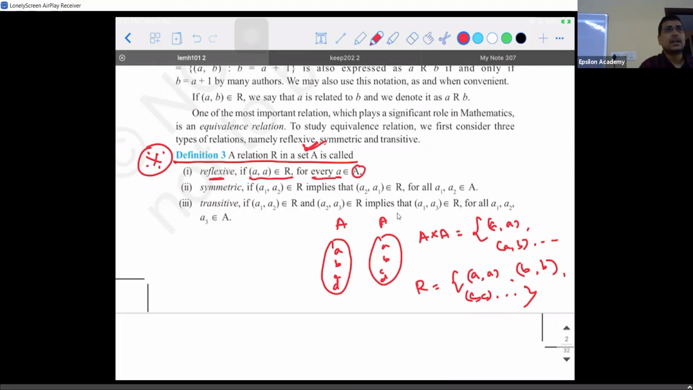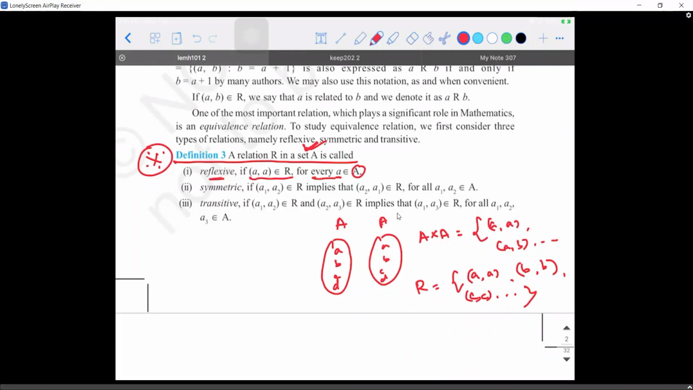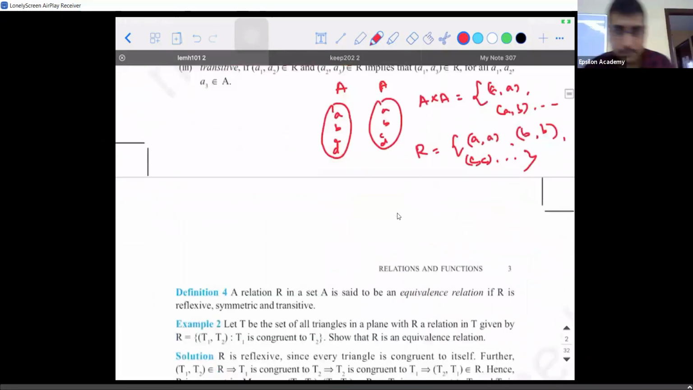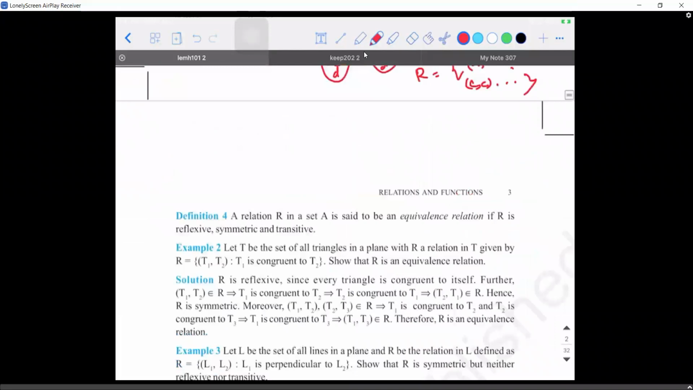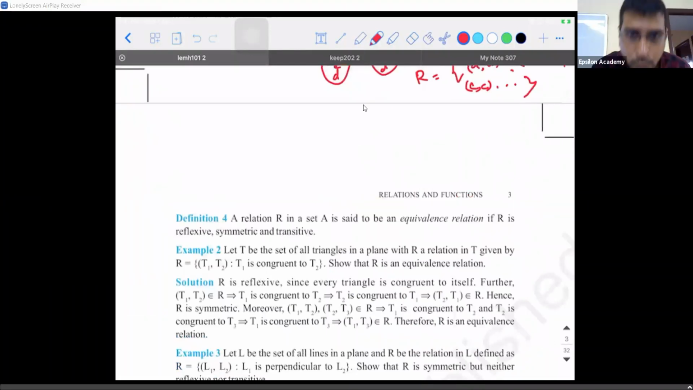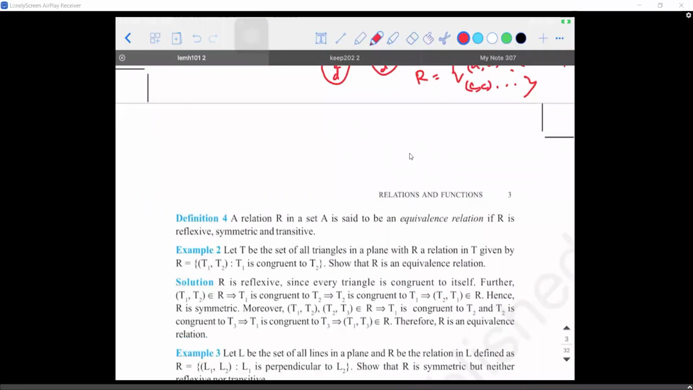Are you guys clear? If anybody is having confusion, please get it clear. I have a doubt. Shall I proceed? Sir, doubt, sir. Yeah, tell me. Sir, doubt. Could you give an example for reflexive? Yeah, we'll do it. After every relation, I'll do an example. Okay, sir. Okay.